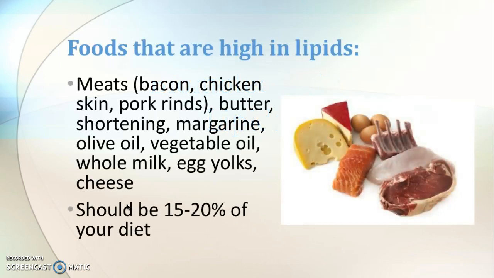So here are some foods that are high in lipids, also called fats. We have meats like bacon, chicken skin, and pork rinds, which are all really high in fats. Anytime we look at meat and we can see this white part, that white part is the lipid, the fat on the meat. Also things like butter, shortening, margarine, any type of oil, whole milk, egg yolks, and cheese are all high in fats. And fats should be about 15 to 20% of our diet. So we definitely should be eating some fats.